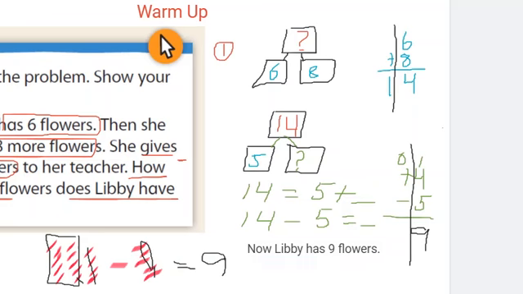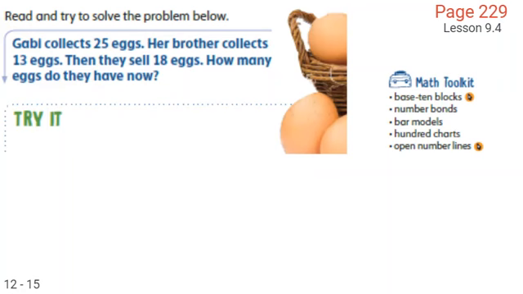Okay, let's go on. We're going to be working on page 229 in the math book. This is for lesson 9, session 4. Let's read through this word problem here. It says, Gabby collects 25 eggs. Her brother collects 13 eggs. Then they sell 18 eggs. How many eggs do they have now?